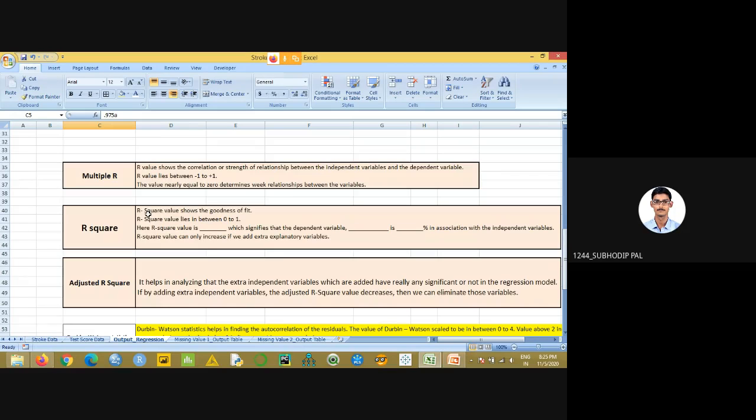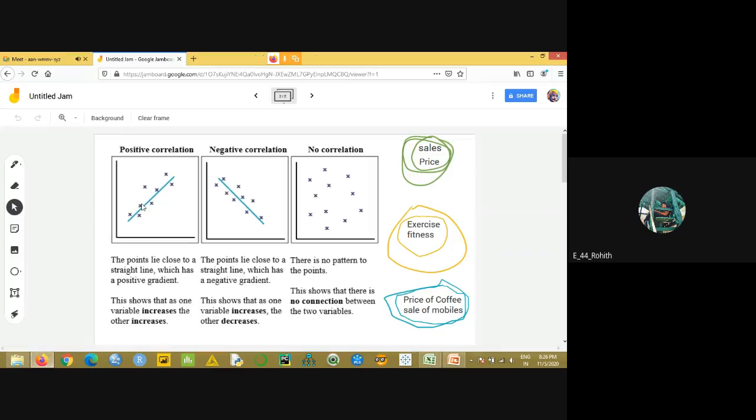The first line says that R square value shows the goodness of fit. Goodness of fit means how significant my model is or not. Whatever dependent or independent variables I have taken into consideration for regression, is that perfect or not? Think about this one: price of coffee and sale of mobile.